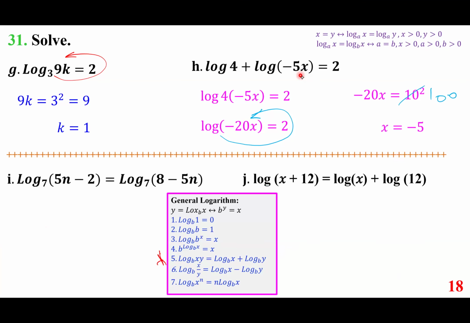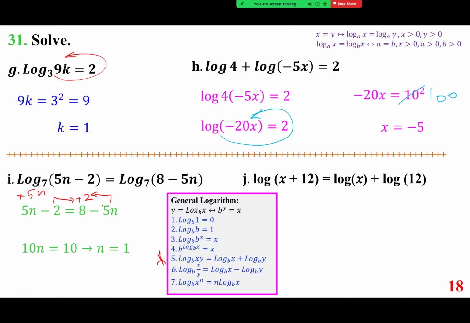Now, what about these two cases? Number one, this one, both sides have the same log. They have logs with the same base. They must have the same arguments. We're going to move things around. Ten n equals 10, n equals 1.